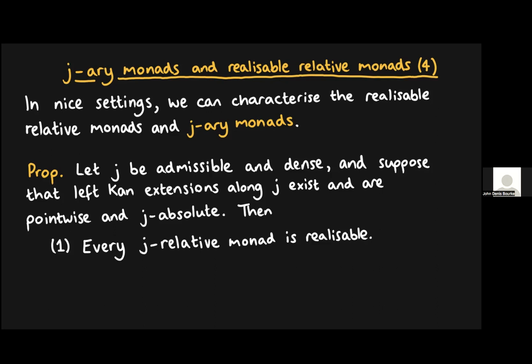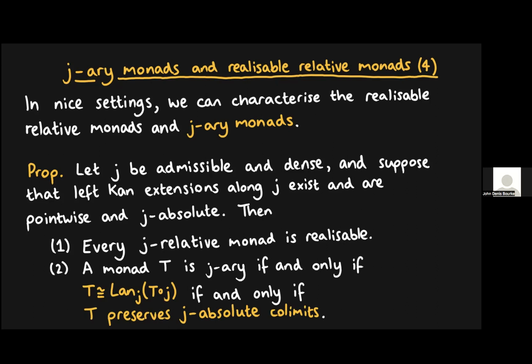In this case, which is satisfied in most situations we care about, we have that every J relative monad is realizable, and we can characterize the J-ary monads to be those which can be expressed as this Kan extension, or as just those monads that preserve the J absolute colimits. And this way we recover the classical monad theory correspondence again, because when we take J to be the inclusion of a category into its sifted co-completion, this just says that T preserves sifted colimits. So it's the sifted cocontinuous or finitary monads from before.